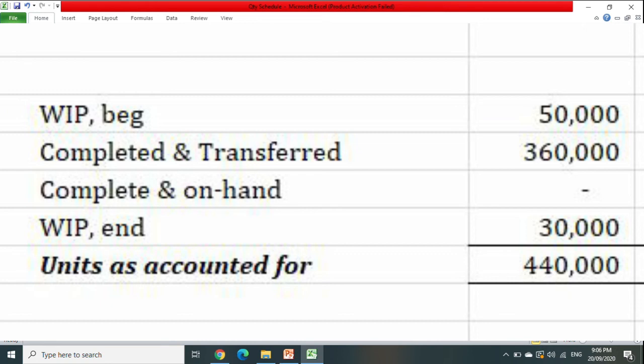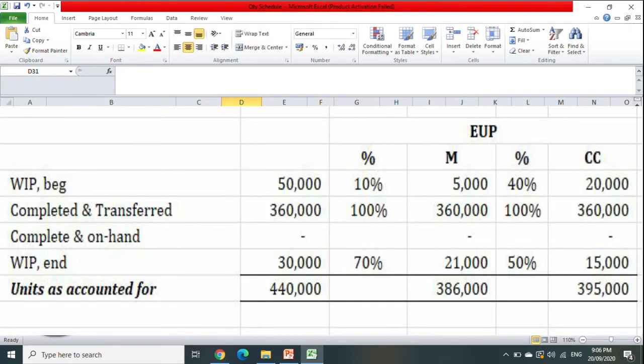We just separated the 50,000 WIP beginning from the completed and transferred of 410,000. Because remember, in first in, first out, we need to distinguish the items remaining from last month that were processed this month and the items processed this month and completed this month. How do we compute the equivalent units of production for WIP beginning? As we have discussed a while ago, we need to follow the opposite percentage for WIP beginning. In the problem, your material is 90% completed, so we follow 10%. For conversion cost, it's 60%, so we follow the opposite, which is 40%.